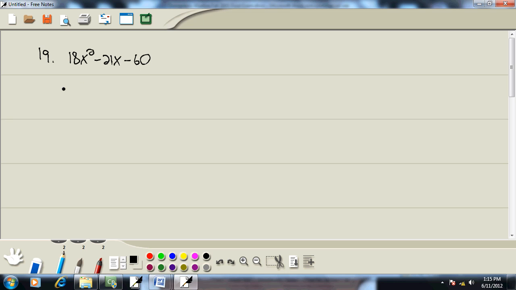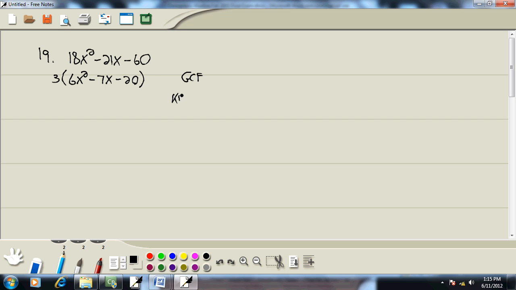Now always our first method of factoring should be the GCF. So I look for what they have in common. They all at least are divisible by 3, and I think that's it. So we're factoring out the GCF. You look for the largest number that divides into all of them. 18 divided by 3 is 6, 6x squared, minus 21 divided by 3 is 7, so we got 7x, minus 60 divided by 3 is 20.